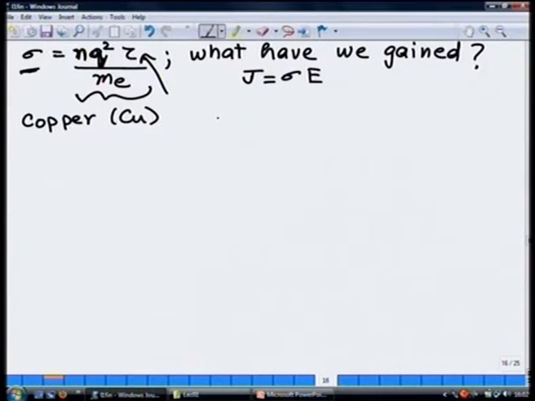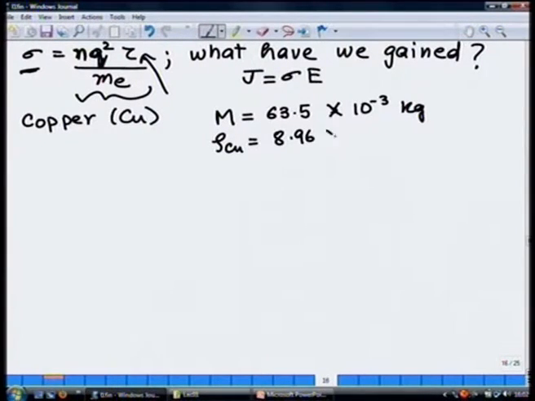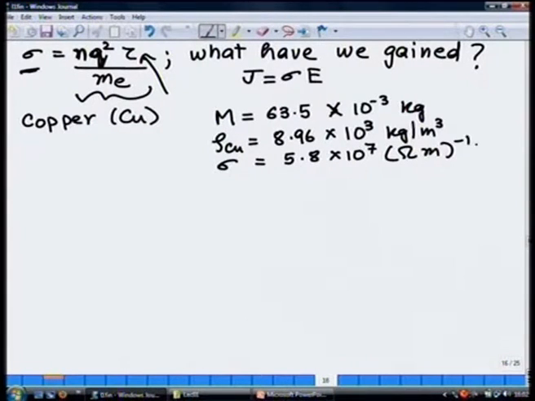Its molecular weight is equal to 63.5 grams, so I am going to put this as 63.5 into 10 to power minus 3 kg. The density of copper is equal to 8.96 grams per centimeter cube, or 8.96 into 10 to power 3 kg per meter cube, and its conductivity we know is equal to 5.8 into 10 to power 7 ohm meter inverse. That is what its conductivity is.